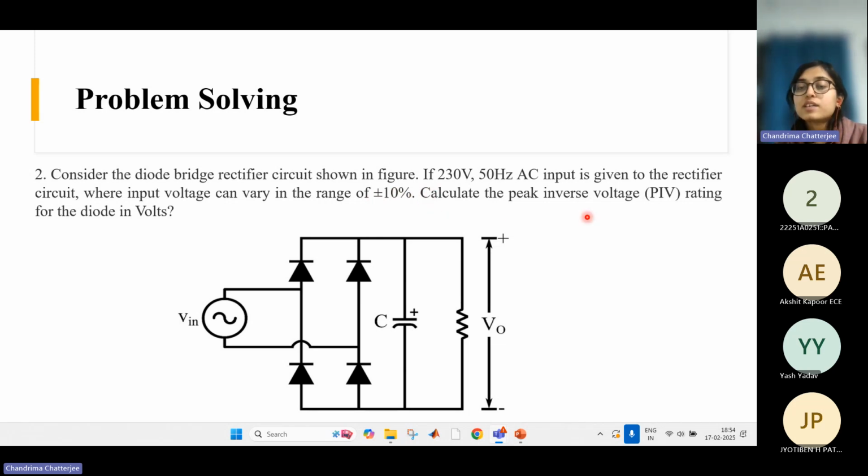Now we need to find out what will be the peak inverse rating of the diode, right? The peak inverse rating will be similar for each of the diodes. So you need to find out what that will be.